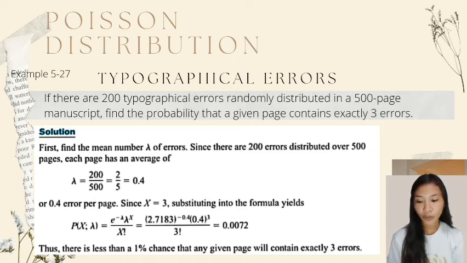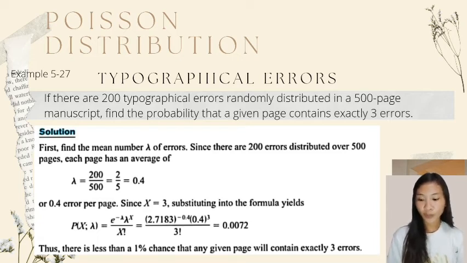Since x is equal to 3, substituting in the formula yields the probability of x given lambda is equal to e to the power of minus lambda times lambda to the power of x over x factorial is equal to 2.7183 to the power of negative 0.4 times 0.4 to the power of 3 over 3 factorial is equal to 0.0072. Thus, there is less than a 1% chance that any given page will contain exactly 3 errors.